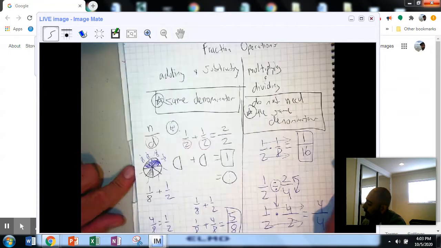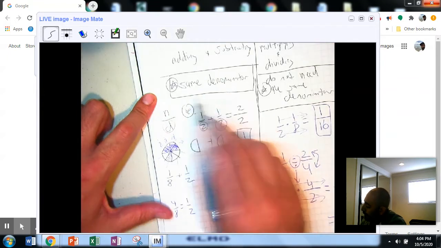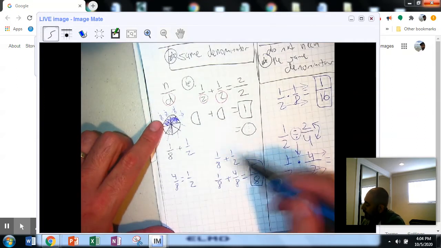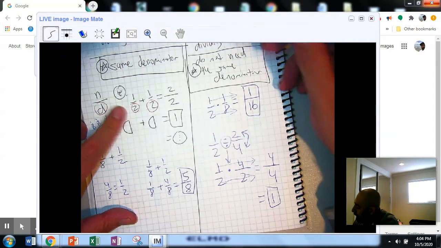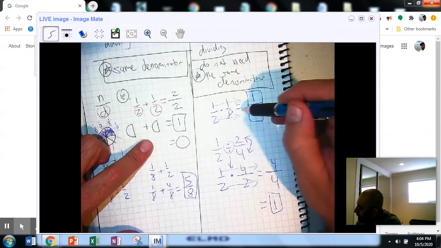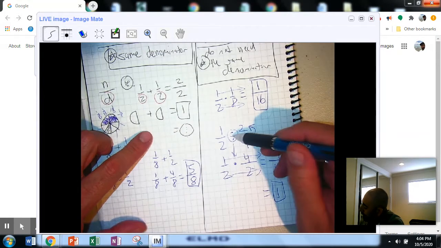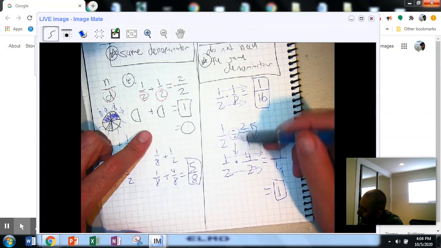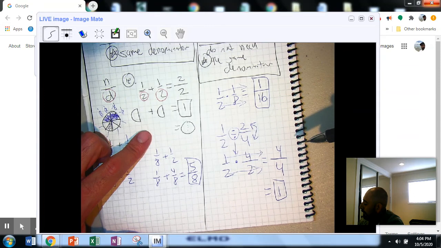So recap: adding and subtracting, you must have the same denominator. If you don't, you have to change it. Multiplying and dividing, you do not need the same denominator. When multiplying, you multiply straight across. If it's asking you to divide, you leave the first fraction alone, change the sign, and flip the fraction. Okay, so let's do a few examples.